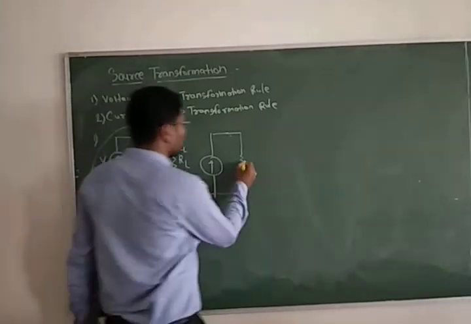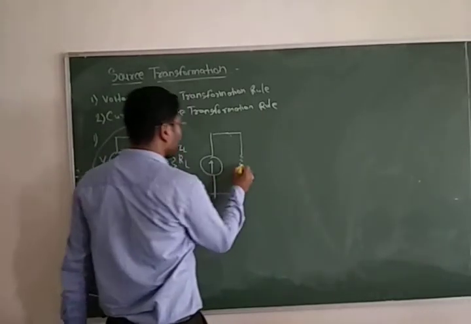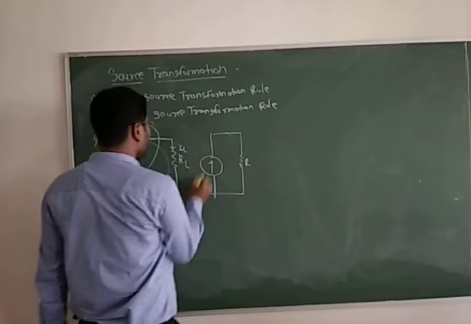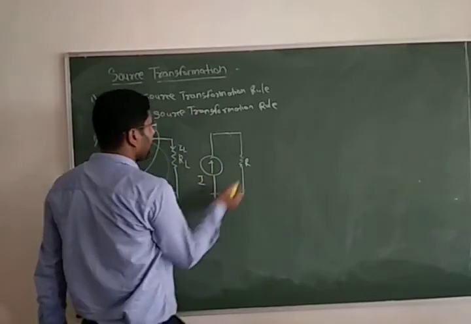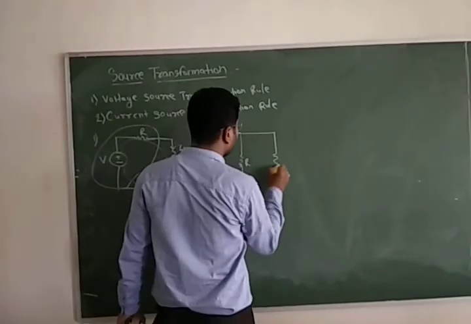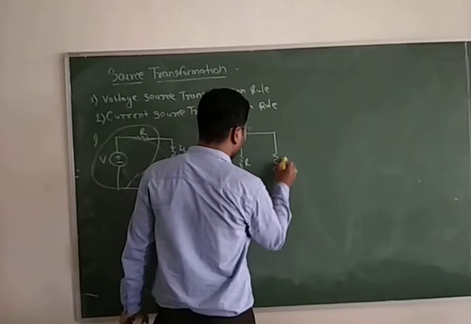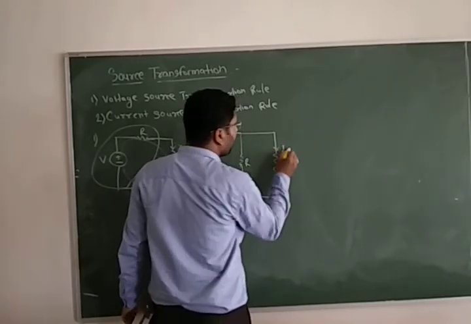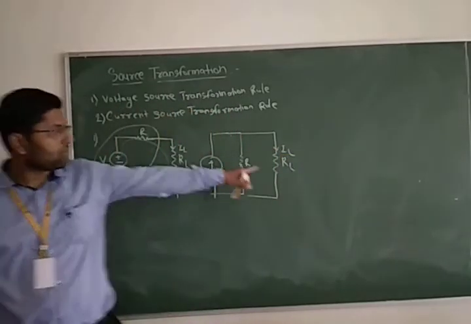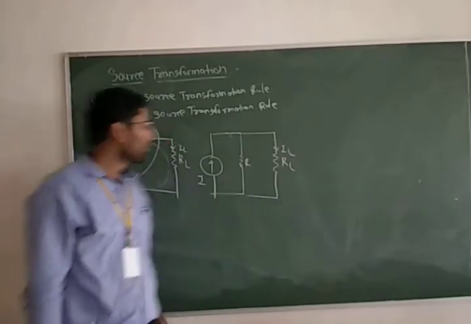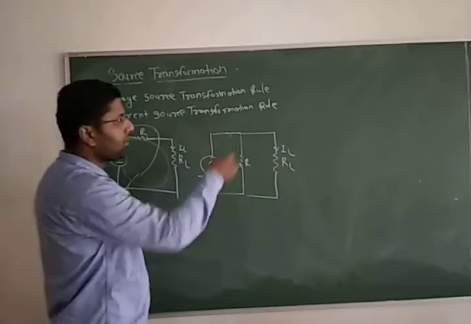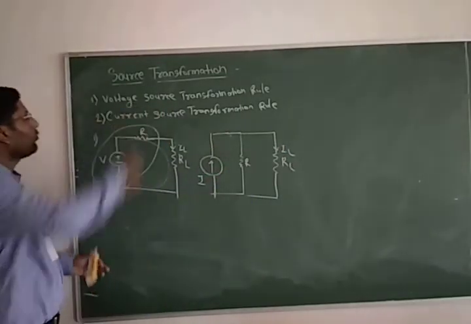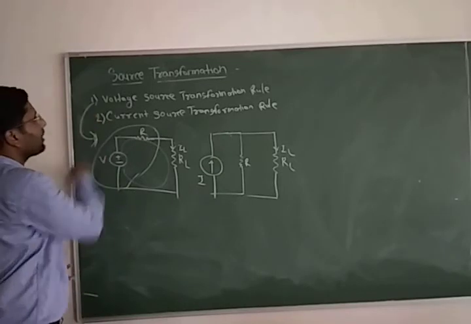So that is the resistor. This is the current source I, and this is the resistor RL, where you don't have to touch that load resistance and the load current. So that is the way you can convert it. That is the voltage source transformation rule.